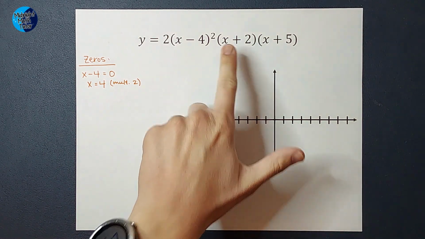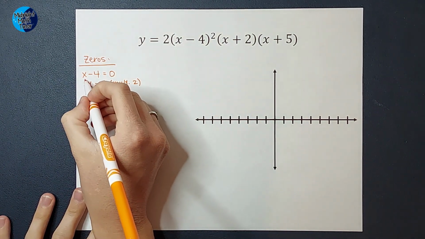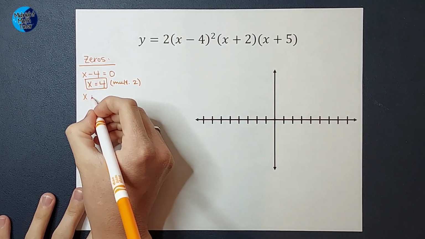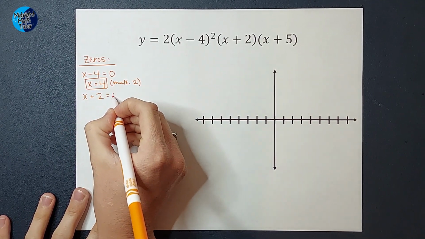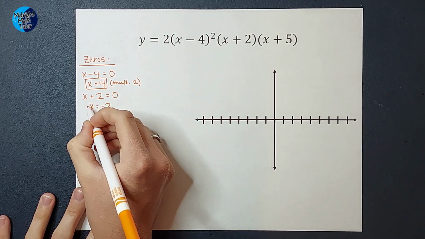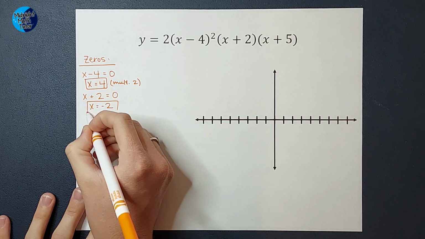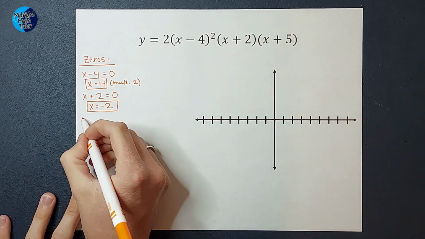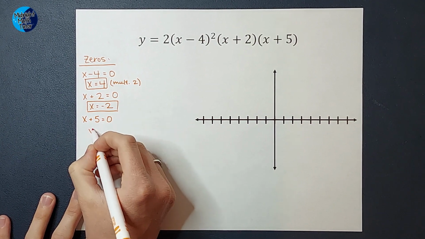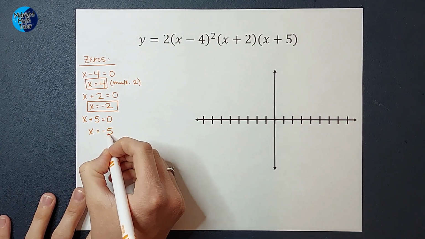Okay, now I'm setting this guy equal to 0. I'm going to circle him so we know. Okay, x plus 2 equals 0, which when I subtract 2 from both sides, I get x equals negative 2. Okay, then I'm going to set x plus 5 equal to 0. I subtract 5 from both sides and get x equals negative 5.